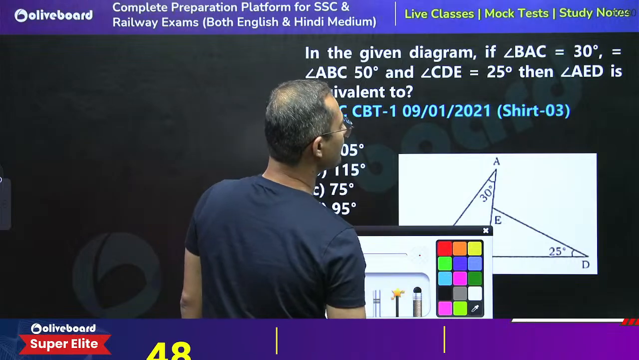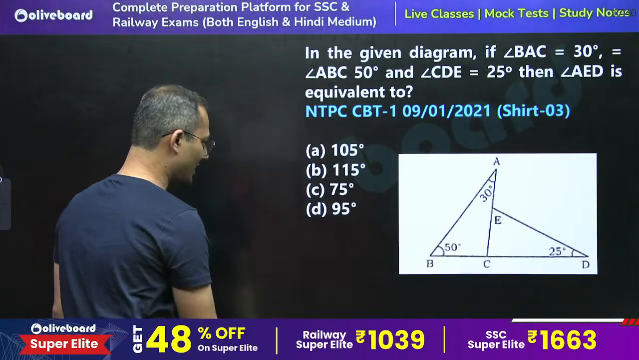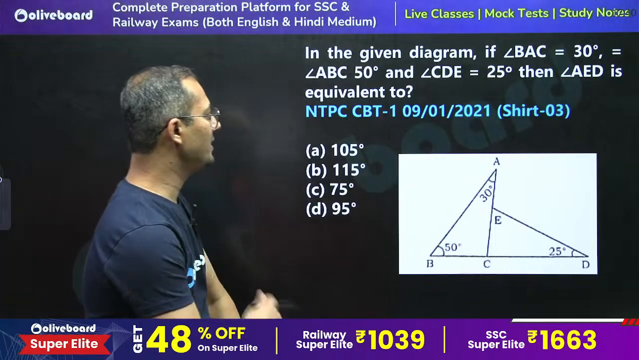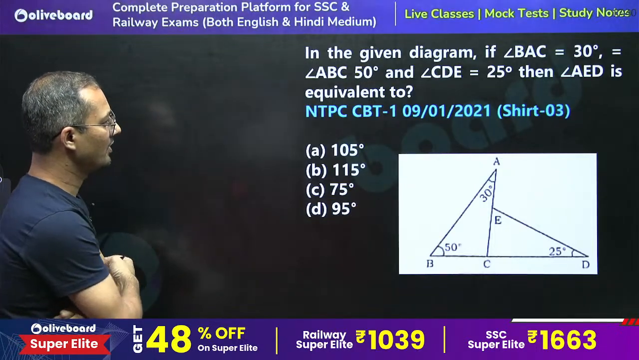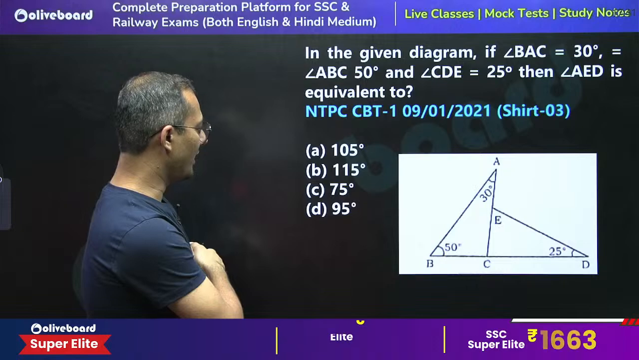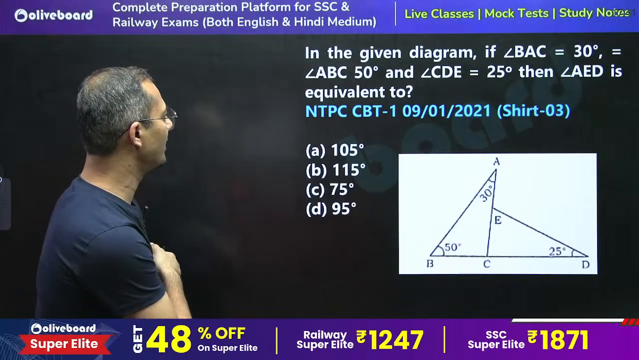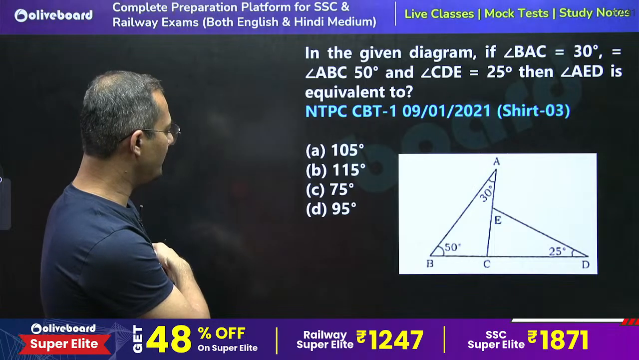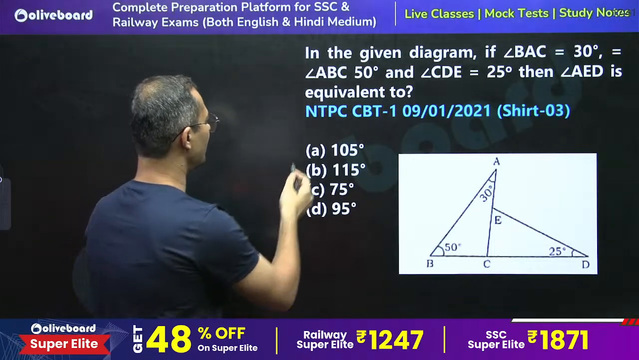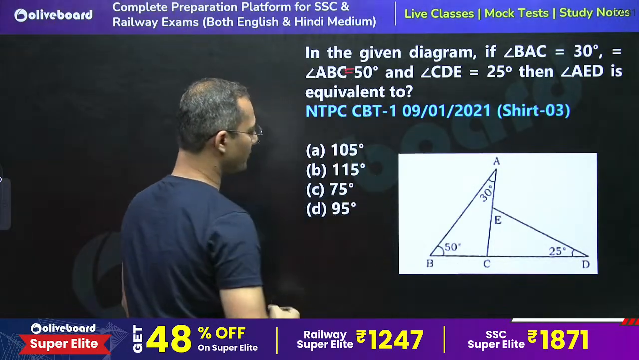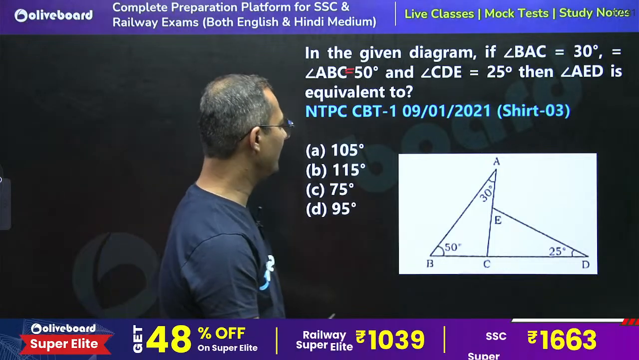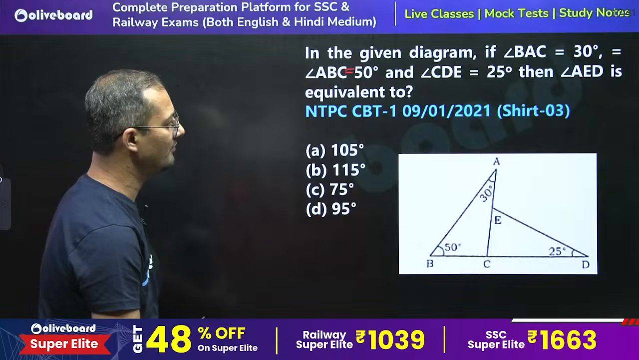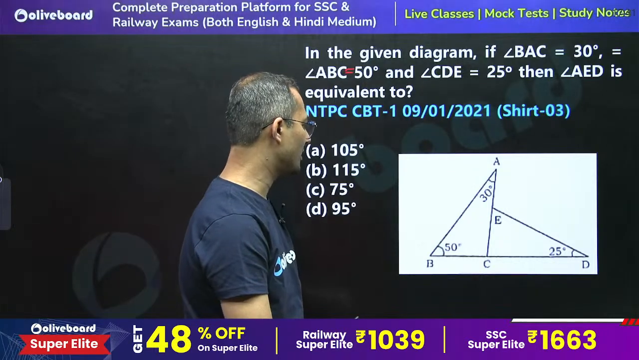Very good, very interesting question. Tell me what is the answer for this. See, in the given diagram, angle BAC is equal to 30 degrees, angle ABC is equal to 50 degrees, and angle CDE is equal to 25 degrees. We need to find angle AED.